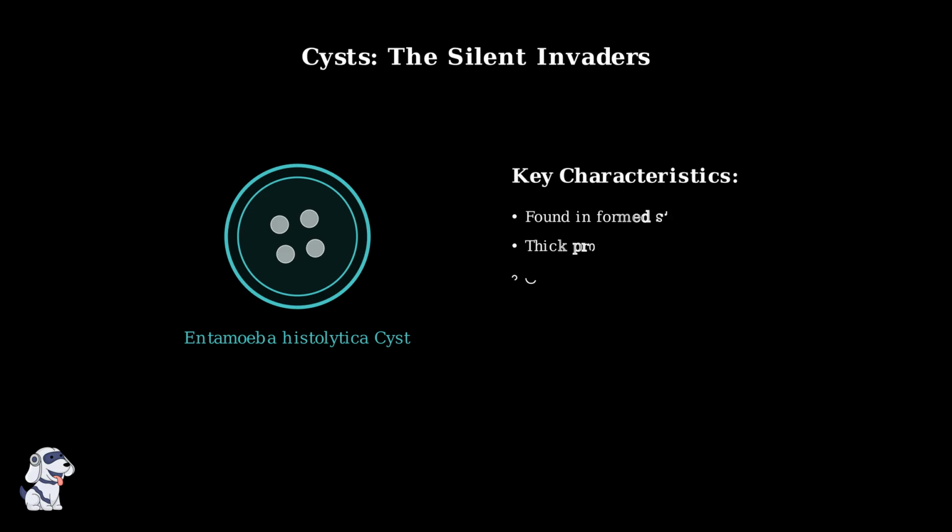Cysts have several key characteristics that make them highly effective at spreading infection. They're found in formed stool, have a thick protective wall, contain 1 to 4 nuclei, and represent the infective stage of the parasite's life cycle. What makes cysts particularly dangerous is their remarkable resistance to environmental factors that would normally kill other microorganisms.